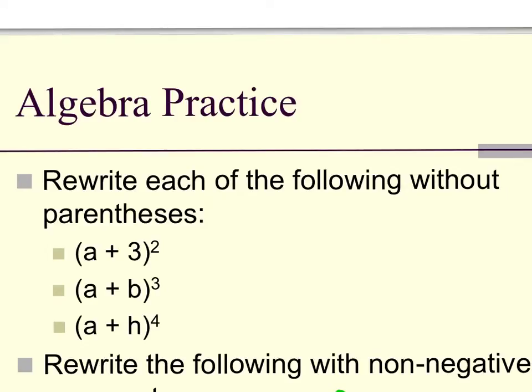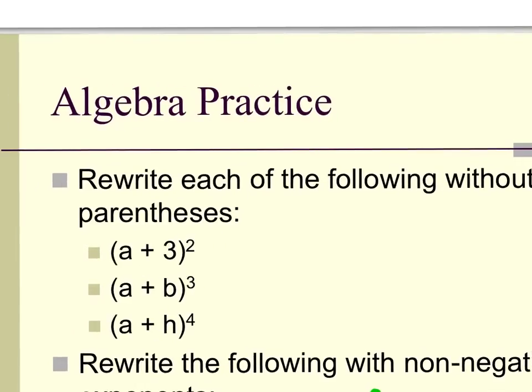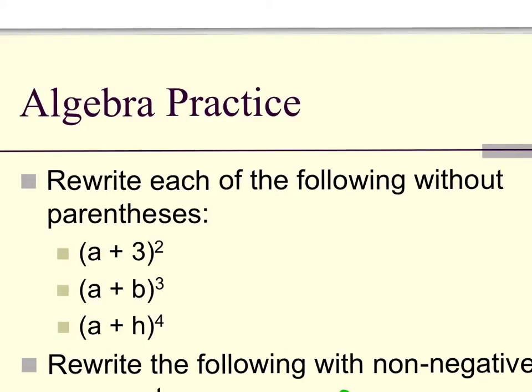Okay, the next set of problems involves how to get rid of parentheses. If you notice, we have a plus 3 squared, then we have a plus b cubed, and then a plus h to the fourth. So these require a series of generic rectangles, which I will do here on the next slide.